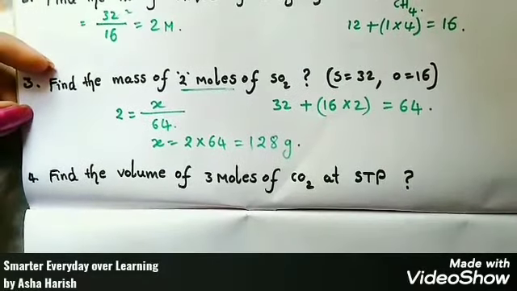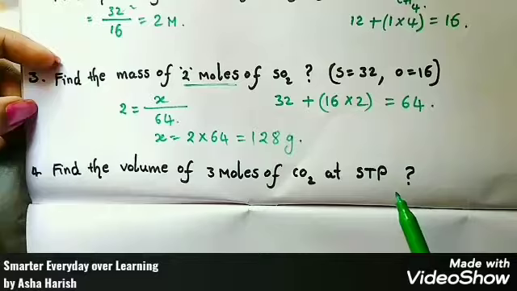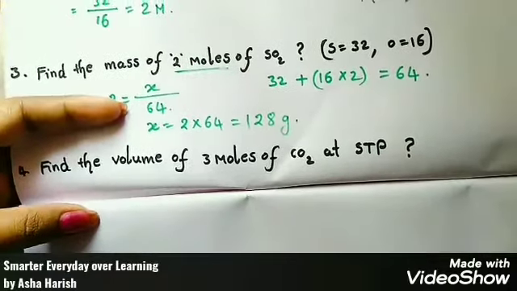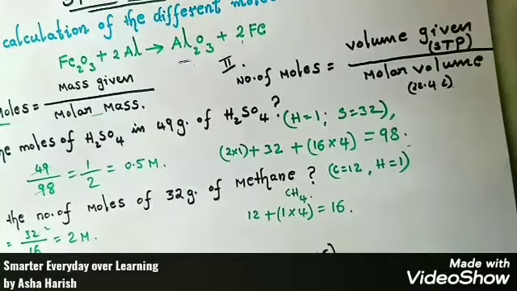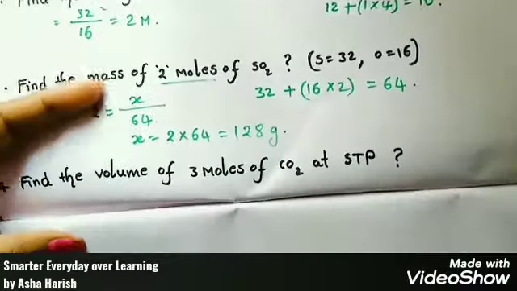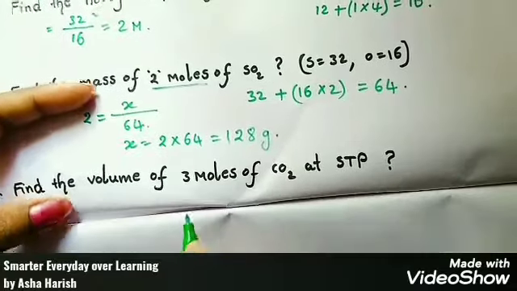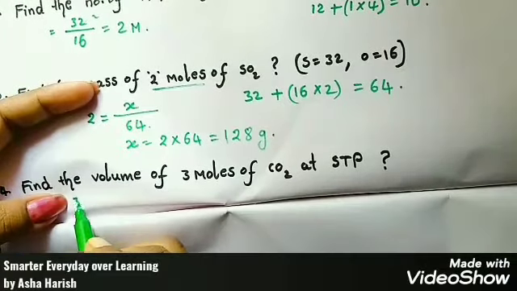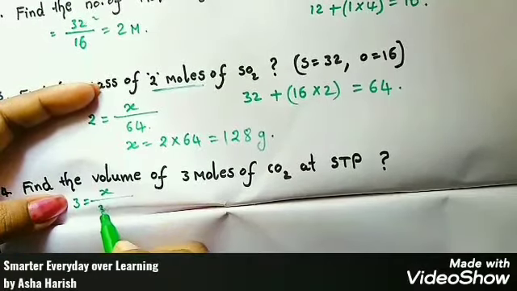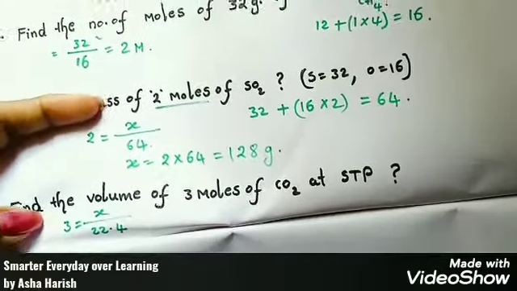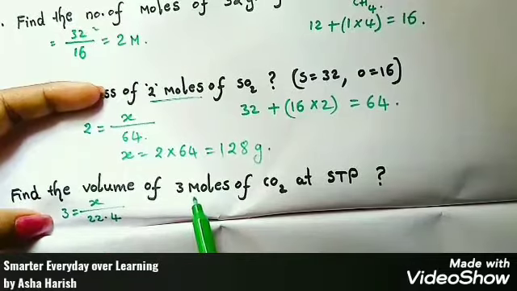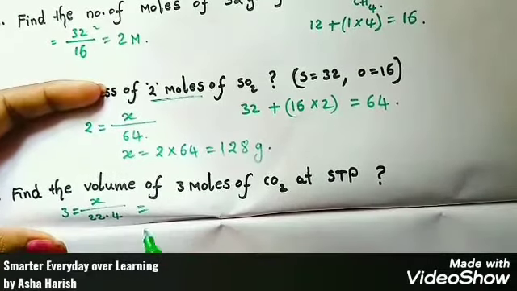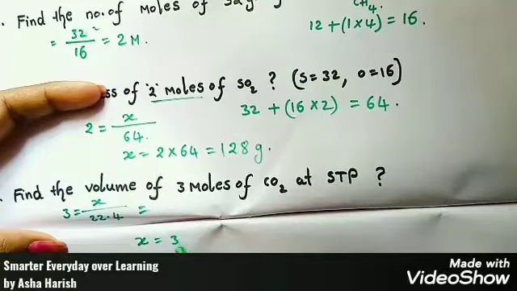Find the volume of 3 moles of CO2 at STP. For this, they have given the moles already. Using this formula, moles equal to volume given by molar volume, you have to find out that volume only, so 3 is equal to x by 22.4. Why? Because we have to find this x only, and the 3 moles they have given in the question itself. So students, for this you have to find x, then 3 into 22.4.